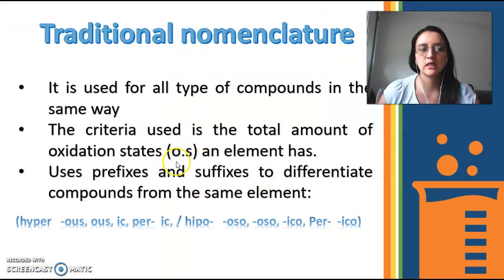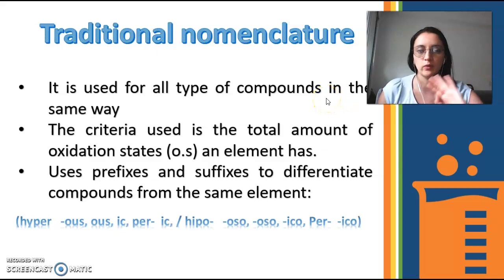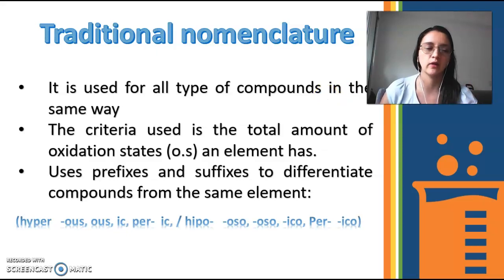So these are the three key ideas for traditional nomenclature. The first difference from the systematic one is that in this case, all the compounds are treated the same way. So we don't have to classify type 1, 2, 3. We don't have to classify it into metals and non-metals. All the compounds are treated exactly the same way with exactly the same process and rules and steps. The only criteria that we are going to use is the amount of oxidation states that our element has.